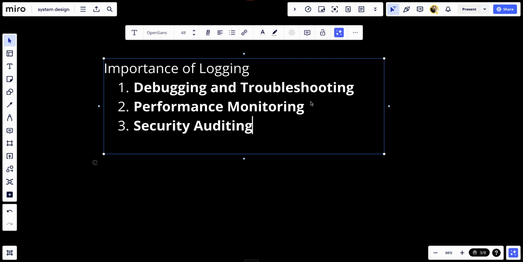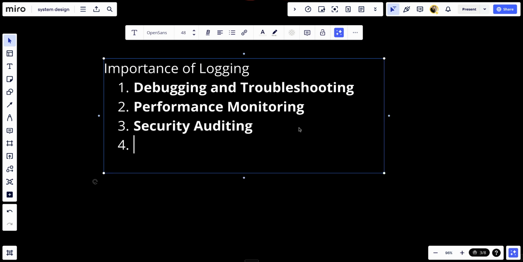Number three, security auditing. Logs are invaluable for forensic analysis, allowing you to trace actions of users and systems in the event of a security incident. Lastly, compliance and auditing. Many industries require logging for compliance with regulatory standards, ensuring that all actions and data transactions are recorded.